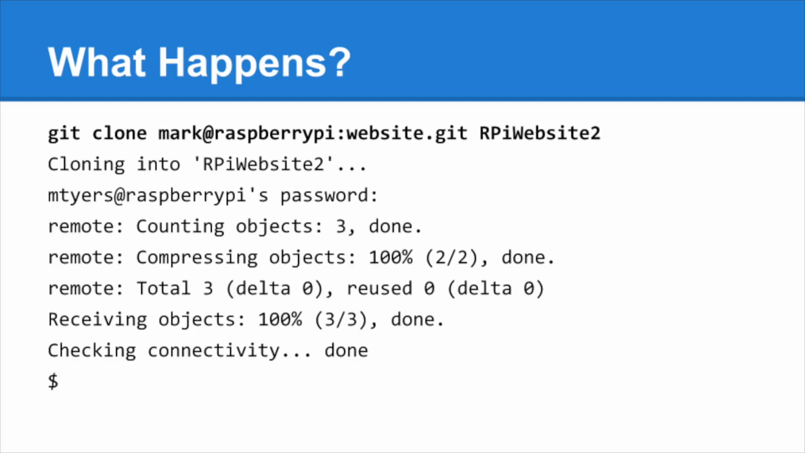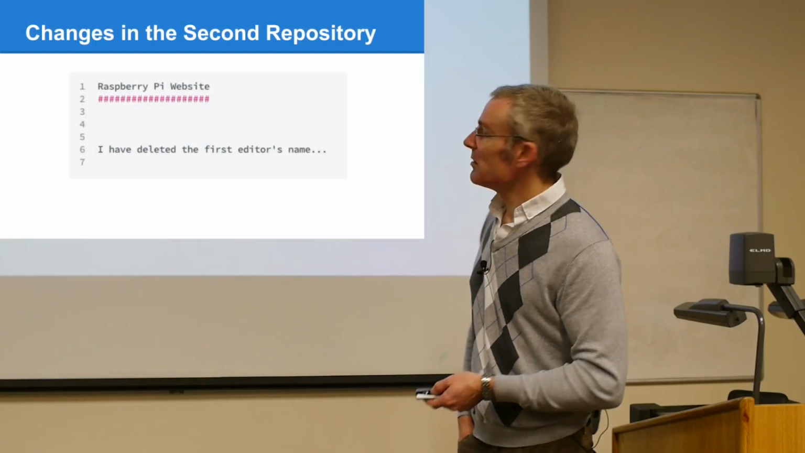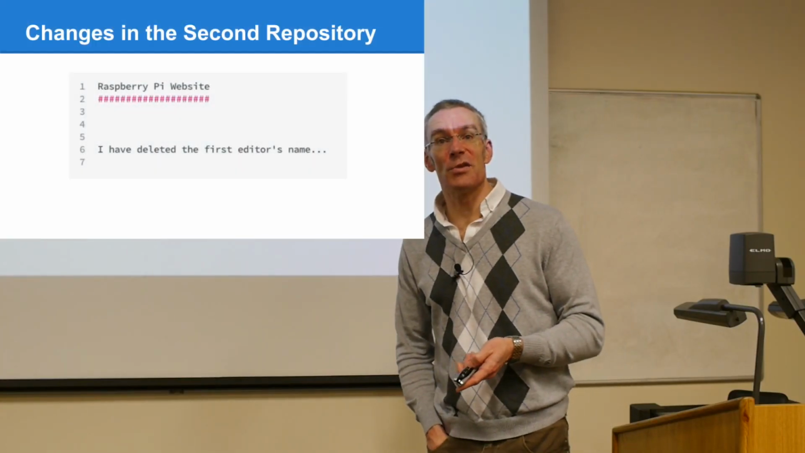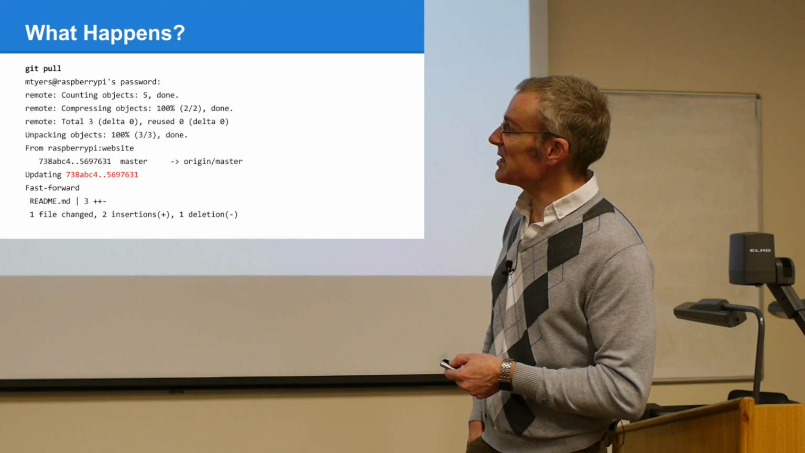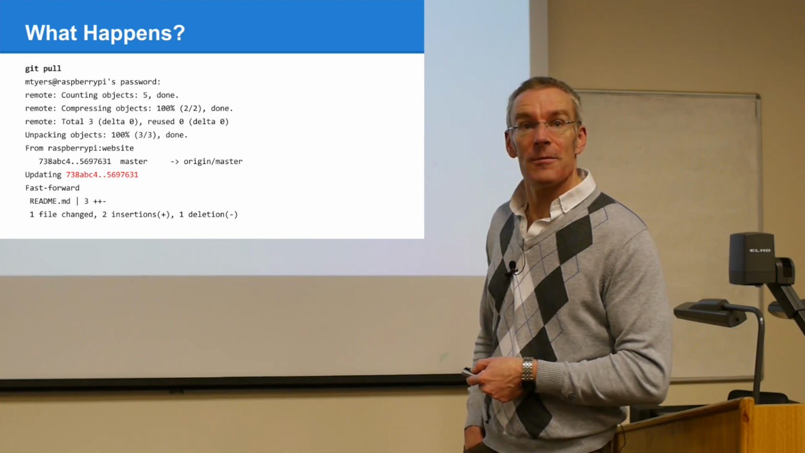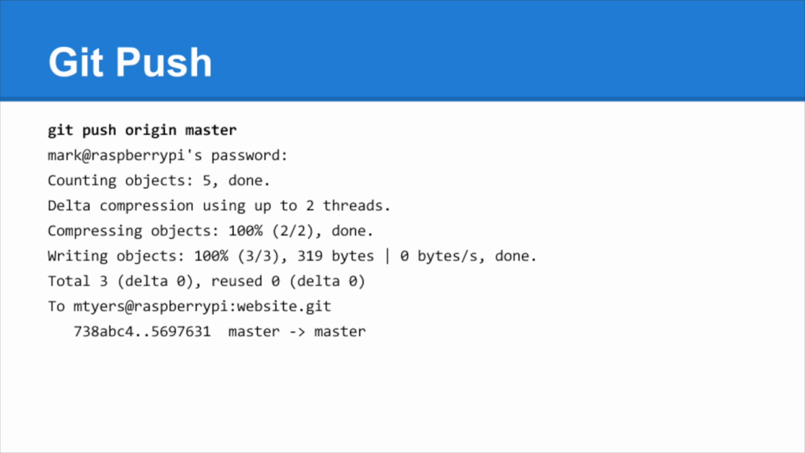Now look, when you clone the second time, I've got a folder called RP website 2. You can see now I've got counting objects 3, total 3, delta 0 means there's changes 0, receiving objects, checking connectivity, and I can now make a change in my second repository. I can push the changes through: git add, remember git status, git commit, and push the changes back through, git push origin master. Counting objects 5 done, compressing objects, so it tar zips them up before it submits them. Now, this is the key at the bottom. That's what I'm aiming towards.